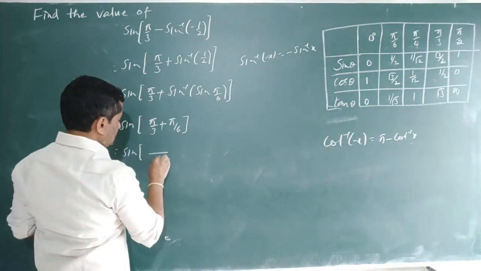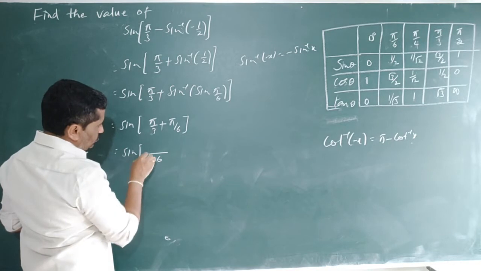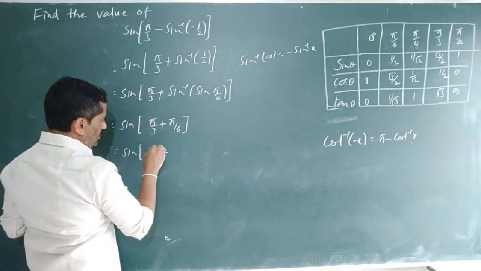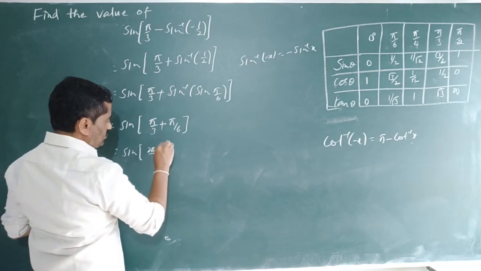Again that is equal to sine of half, take the LCM. What is the LCM? 6. So 6 divided by 3 is 2, 2 into pi is 2 pi, plus 6 divided by 6 is 1, 1 into pi is pi.